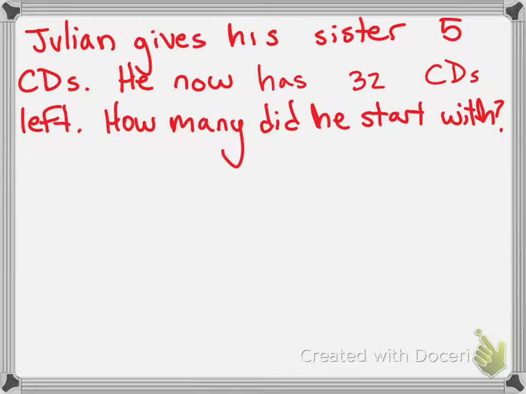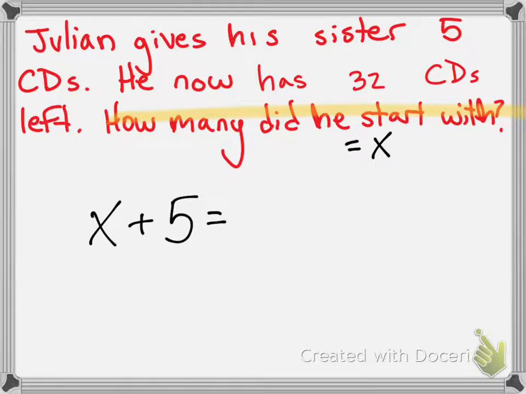The CDs what? What about the CDs? I don't know how many left. Lennox, what don't I know? The total. Yeah, I don't know how many he started with. His original total. Just that question right there. So, Lena, what did you get as your equation? I got x plus 5 equals 32.